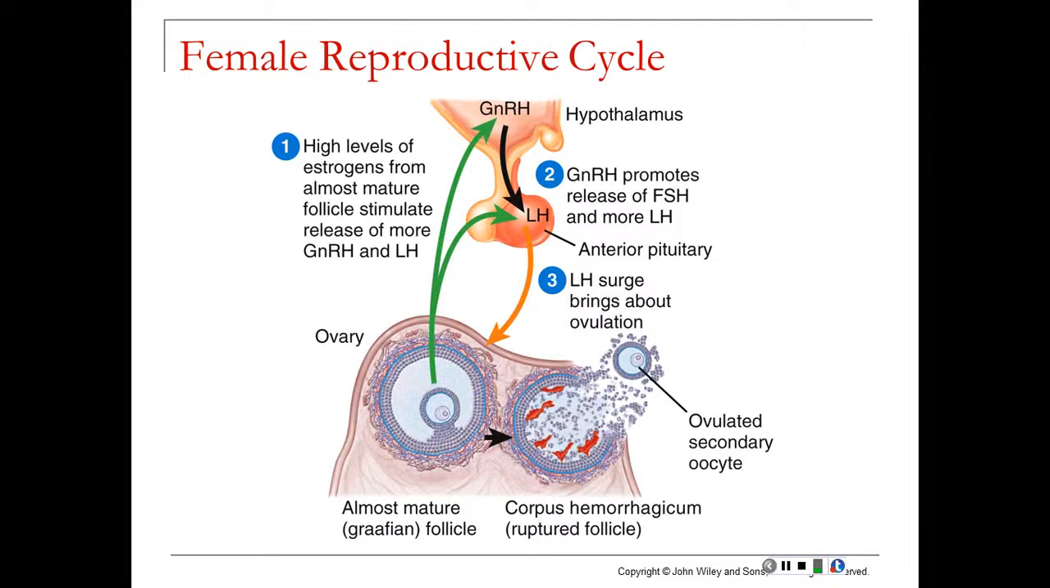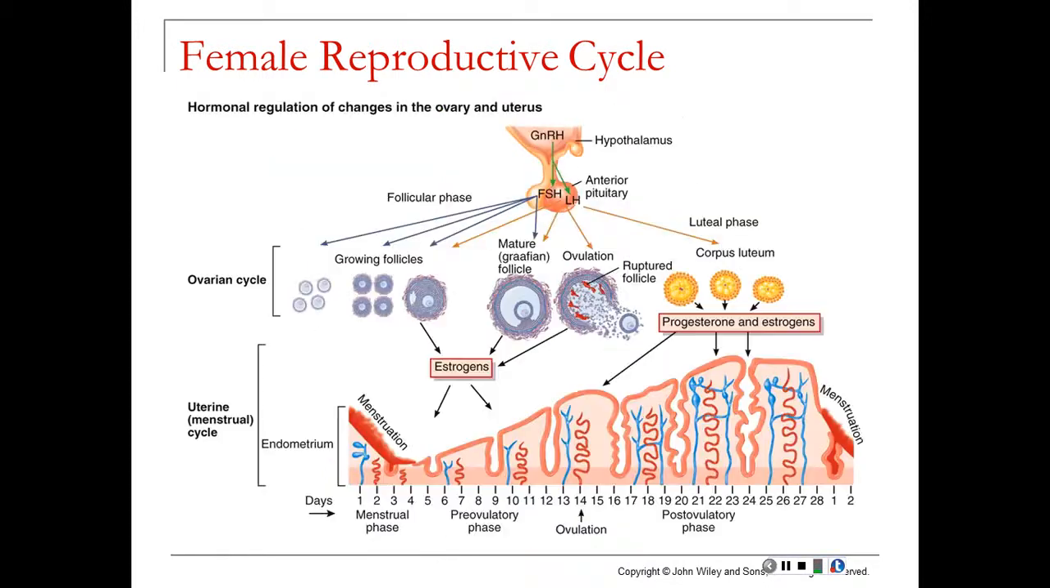So here you see high levels of estrogen from the ovary being produced. That's going to send a feedback loop up to the hypothalamus for GnRH and LH to be released. LH is going to be released, and that's going to trigger ovulation. Ovulation will then release that secondary oocyte, and then the corpus luteum is now going to either support the pregnancy if it gets that HCG hormone from the fertilized egg.